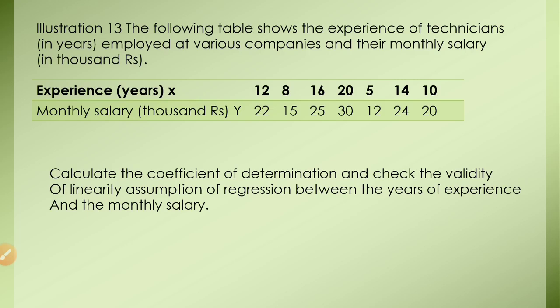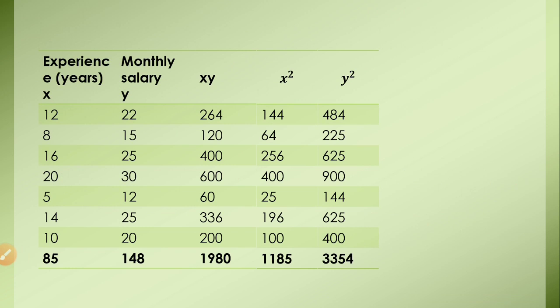So as I told you, it says check the validity of linearity assumption. You remember, I told you that you have to find r square. If your answer of r square is near to 0, then your assumption is not valid. If your value of r square is near to 1, then your assumption is valid. So let's start. How do I find the r square? I have to find everything which I used to find in r, that is correlation.